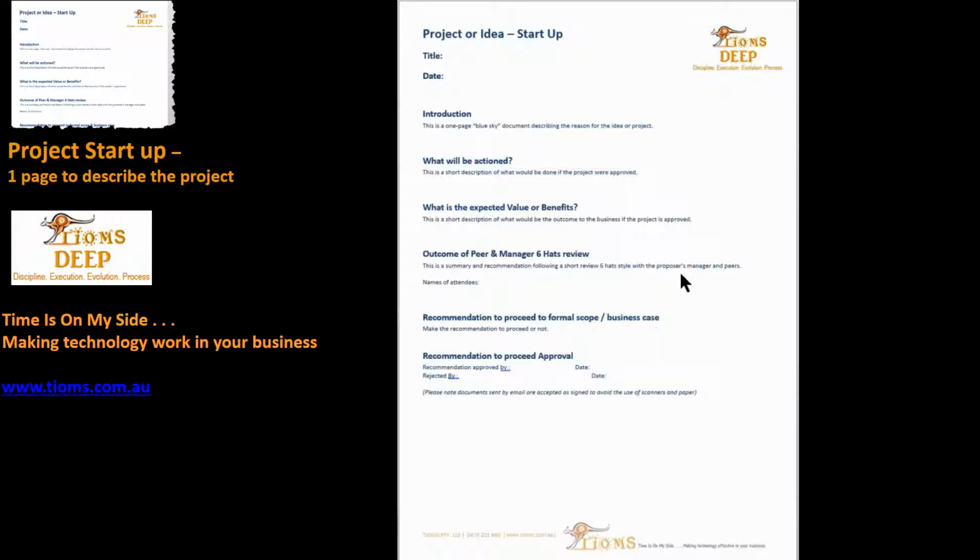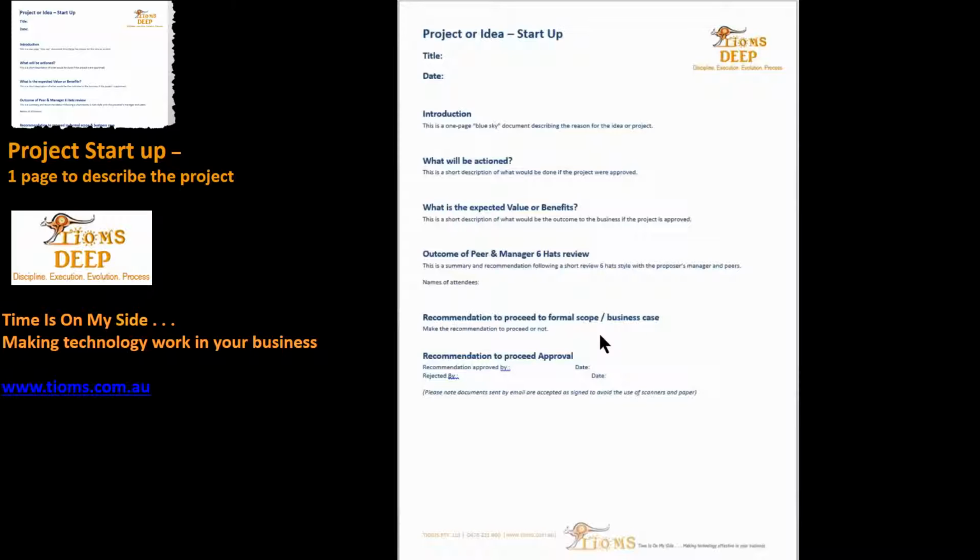This section here is, we'll discuss in the next template, the 6 Hats review. And this section is really a summary of the outcome of that. So we've met with our peers and we've discussed the first 3 items on this startup document, and there's a result of that. So we put the result of the 6 Hats review and the names of the people who were at that review.